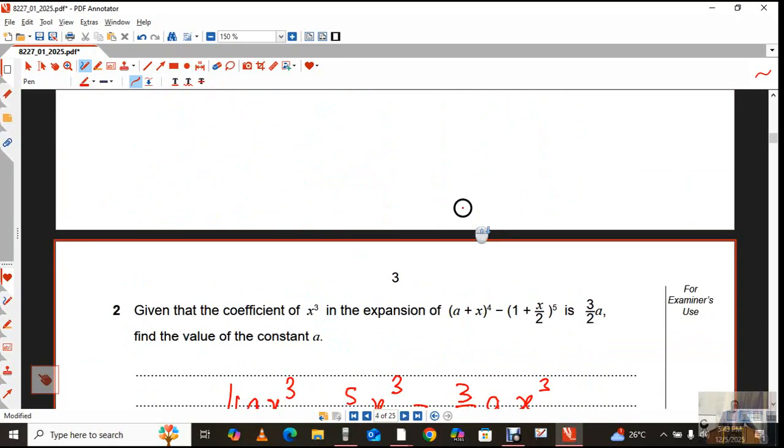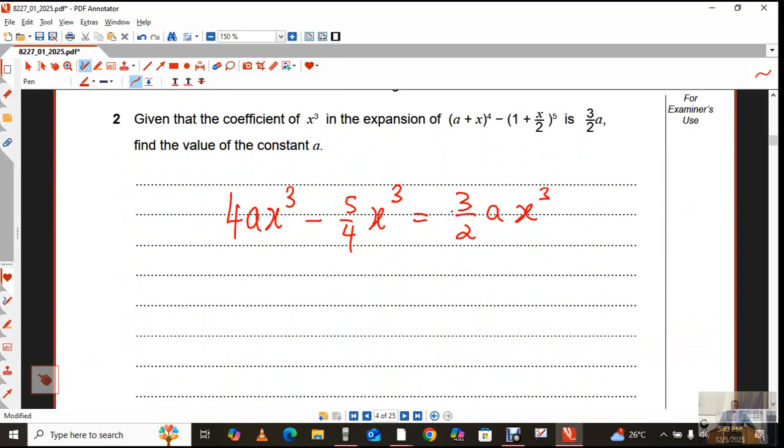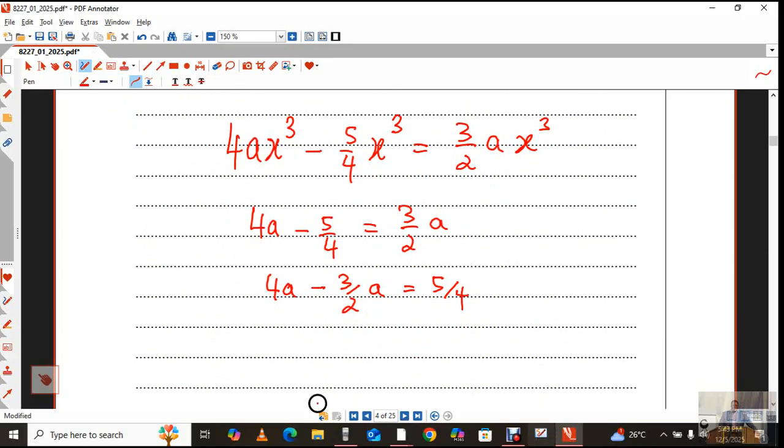Now that I have that, I can actually go ahead, because I'm looking for the value of a. To do that, I can drop these x cubes. This is going to be 4a minus 5 over 4 is equal to 3 over 2a. Right, so you can go ahead and say, let's have all the a's to one side. So this is going to be 3 over 2a is equal to 5 over 4. So effectively, I'm just rearranging my equation, right?